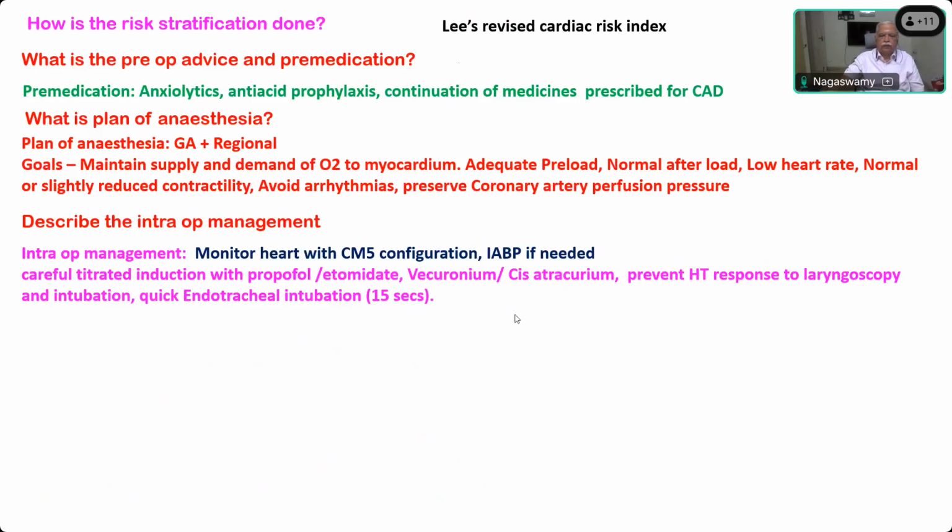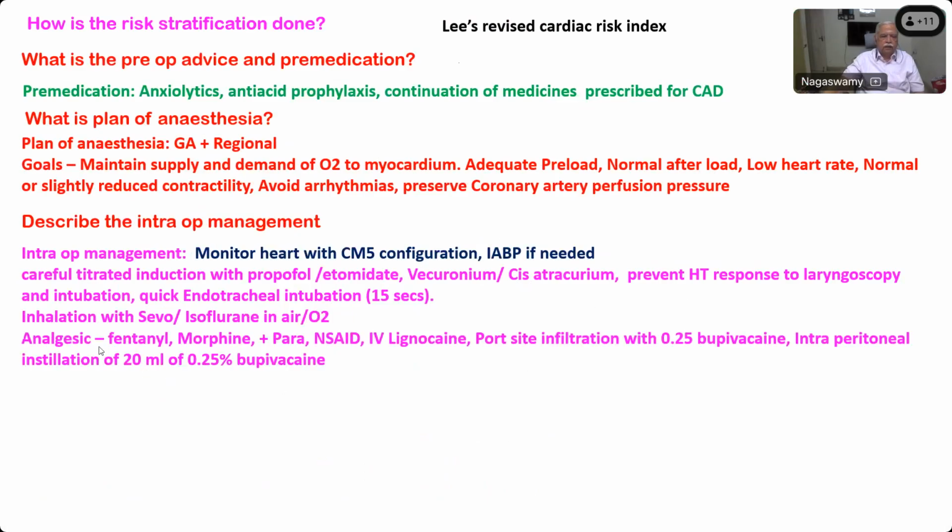What is the dose? 1 to 1.5 mg per kg, sir. Okay. And you have to wait for 90 seconds after injecting the drug. Don't immediately go for intubation. And maintenance with inhalation of isoflurane in air and oxygen.